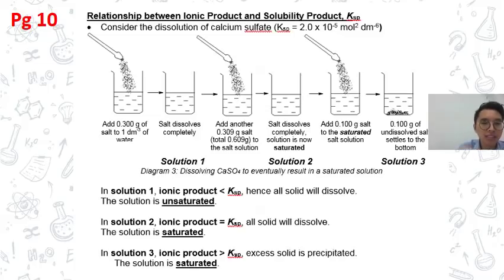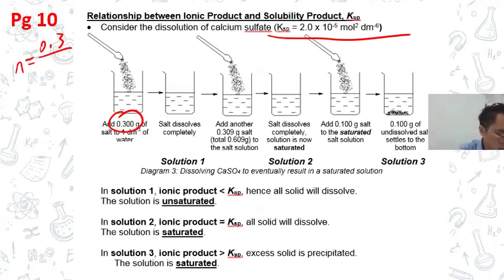By calculating this. Now this is a solution of calcium sulfate with this KSP value. KSP values are fixed unless you change the temperature. Now if you add in 0.3 gram of calcium sulfate, number of moles of that is equal to 0.3 over the Mr of calcium sulfate, 136.2. You will get 0.0022 mole.